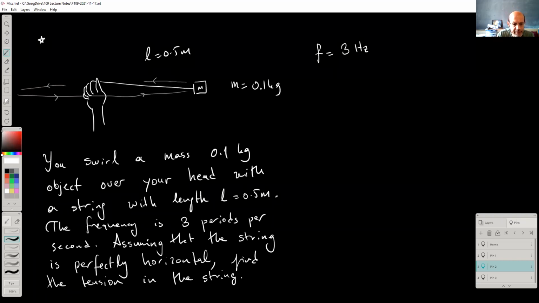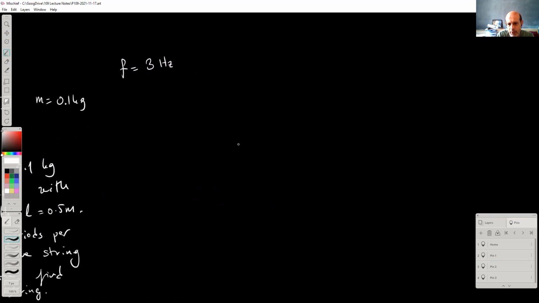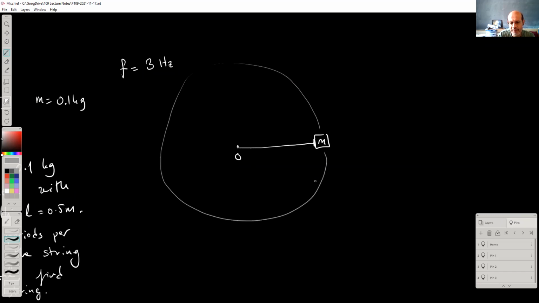Okay. So of course, we are going to assume that the string is perfectly horizontal. So as a result, this problem basically looks like this. So there's some kind of a center in here. And then I have some object tied to a string. The size of the object is negligible, so I'm going to assume that it has 0 size. It's a point particle. It just rotates around this thing in a circular track. So it's doing a uniform circular motion.